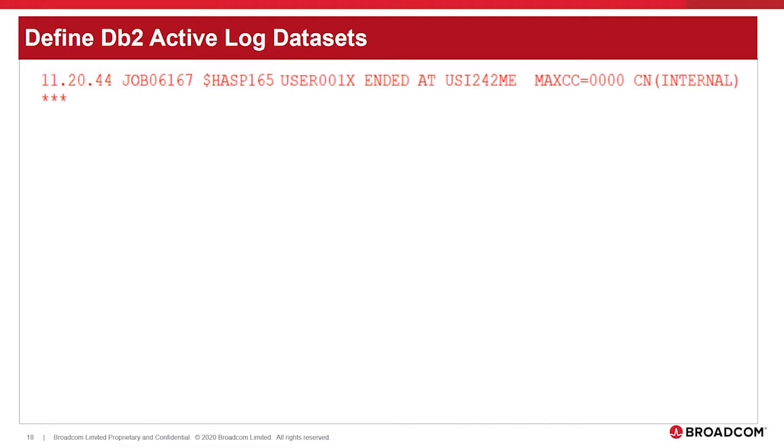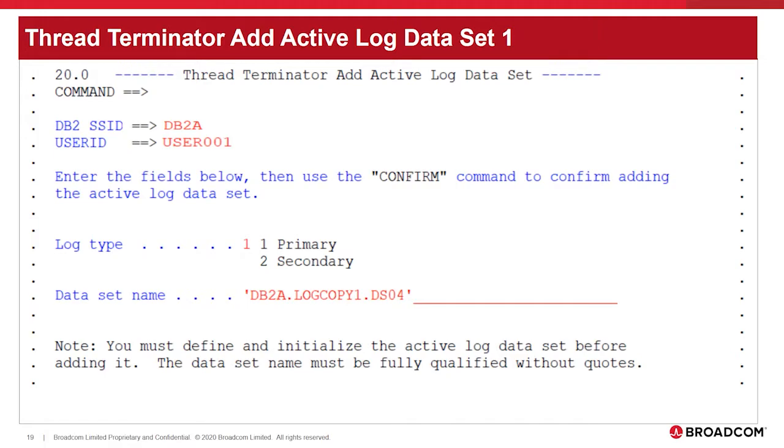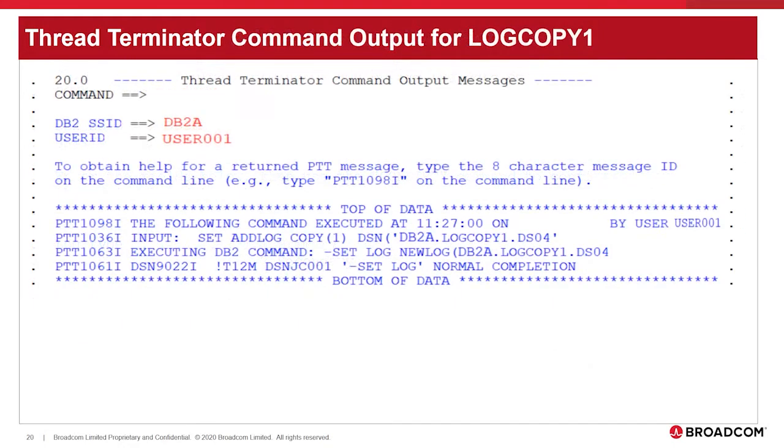As you see here, the return code is 0. In order to check whether the Db2 active dataset is created or not, we go to 3.4. Then you can see two VSAM files are created. Now go back to the Db2 Thread Termination panel and type all the necessary information. Then confirm and hit enter. As you see here, there is no more error, and then you can see the SET LOG normal completion message.